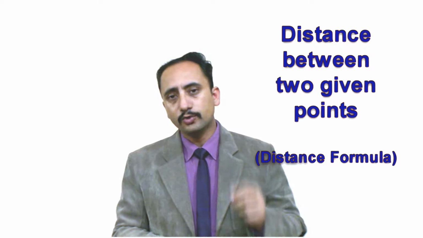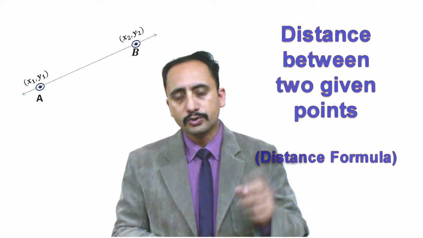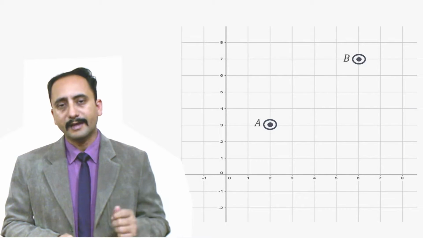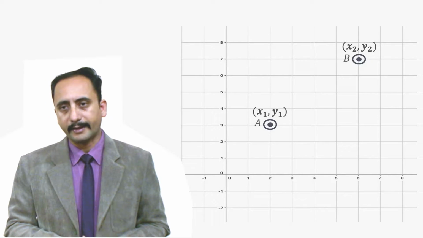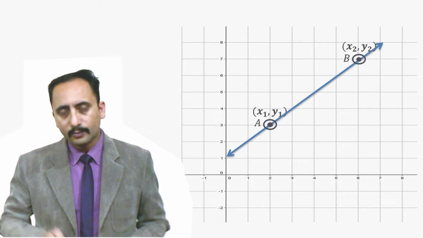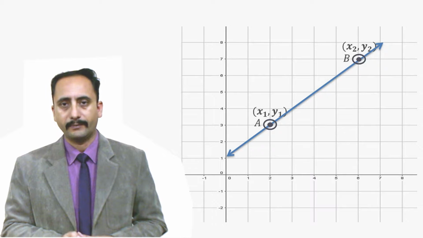In this part, we'll be discussing how to find distance between two points whose coordinates are given. Now, let's consider we have 2 points A and B, and both these points are in a two-dimensional plane. The coordinates of these points are x1, y1 and x2, y2. Let's draw a line which passes through both the points.